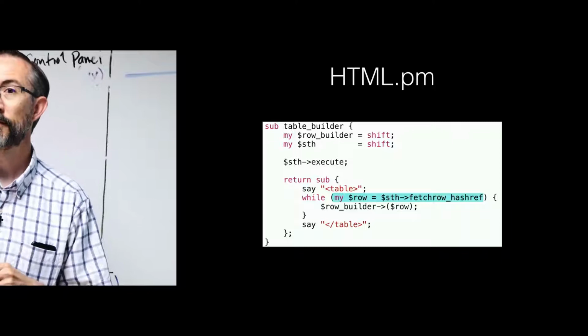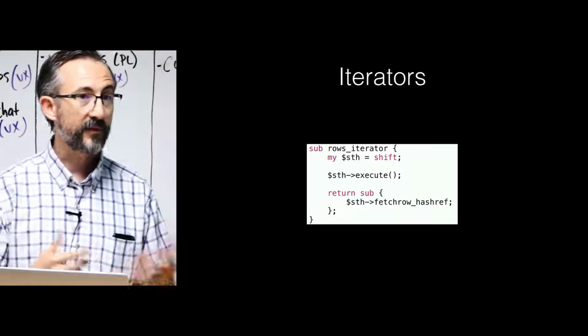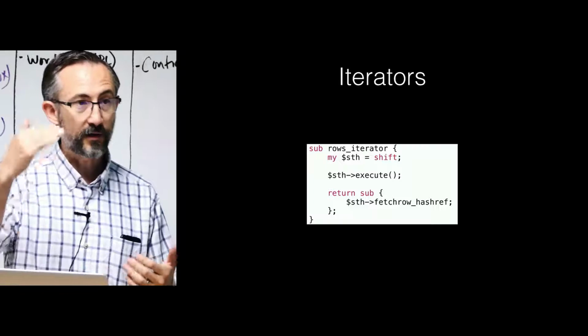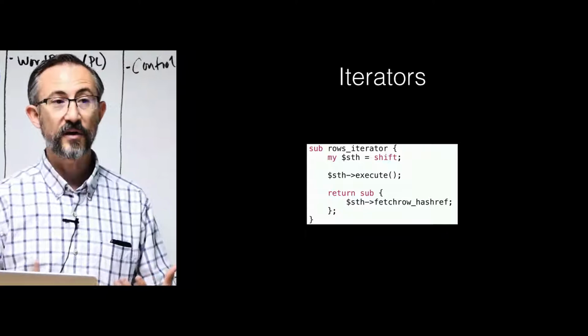That's called an iterator. An iterator is some function that returns the next item in a sequence. In a database, it would be a row from a table. In an array, it would be the next element. In a flat file, it's the next line. We don't want to bind our HTML interface to any particular storage, which is what an iterator allows us to do. So in this case, fetch row hash ref actually is a nice iterator.